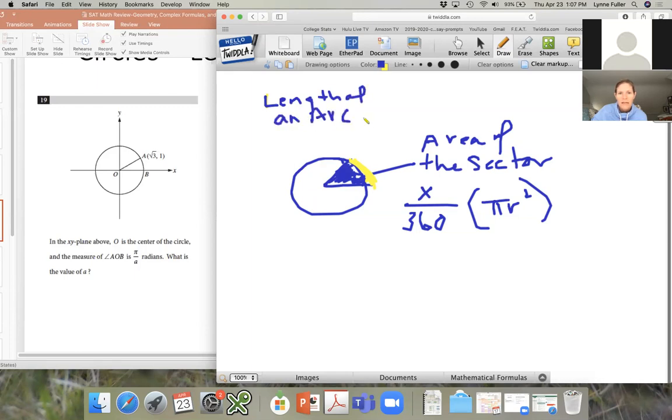So arc stands for circumference, so it works the same way. It's going to be a degree out of 360, so it's a part of the total circle times the circumference formula, 2 pi r. So that's how they're going to calculate this, whether it's going to be a piece of the crust or an actual slice of the pizza.